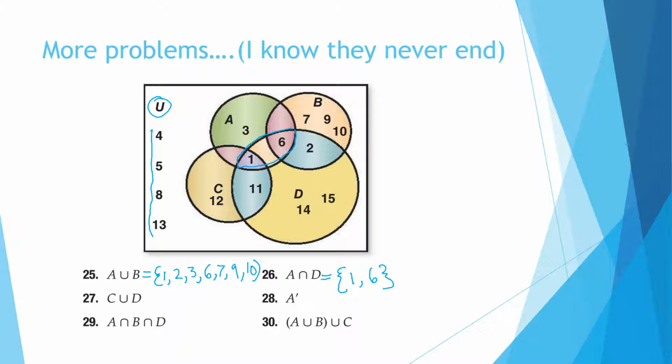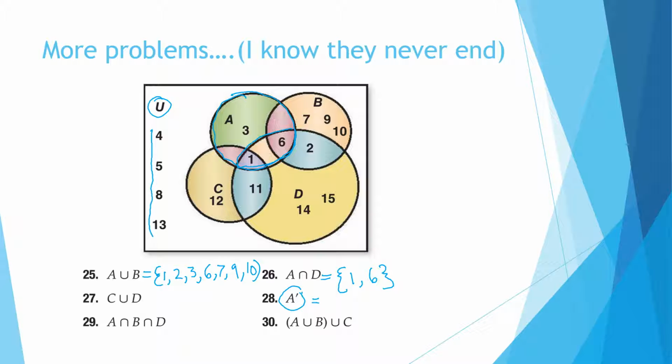A complement. I'm not going to write a complement for you, but I'm going to show it to you. So here's A. A has 1, 3, and 6. Whatever is not in A is A complement. So every number except 1, 3, and 6 would be in this list.